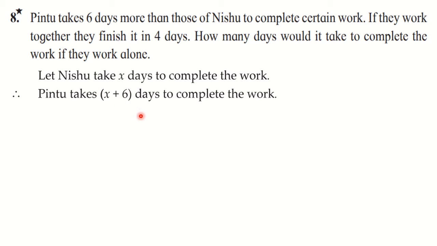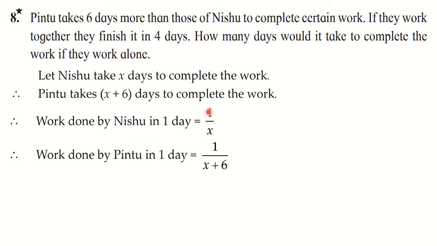Okay, now here we have to find out the work done by them in one day. Nishu is taking x days to complete the work. That means she will complete 1 upon x part of work in one day. And Pintu will complete 1 upon x plus 6 part of work in one day. Okay, so that we have to write down. Therefore, here work done by Nishu in one day is 1 upon x. Always write down the reciprocal of this. These are the total days taken. So work done in one day is 1 upon x here, and work done by Pintu in one day is 1 upon x plus 6 here.